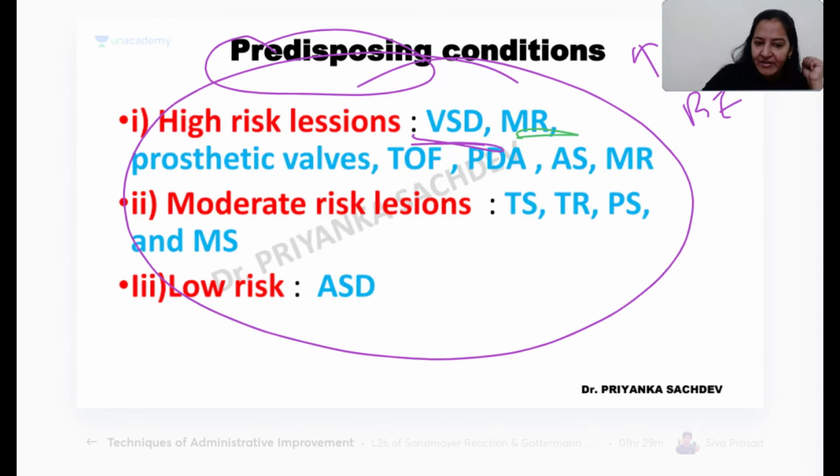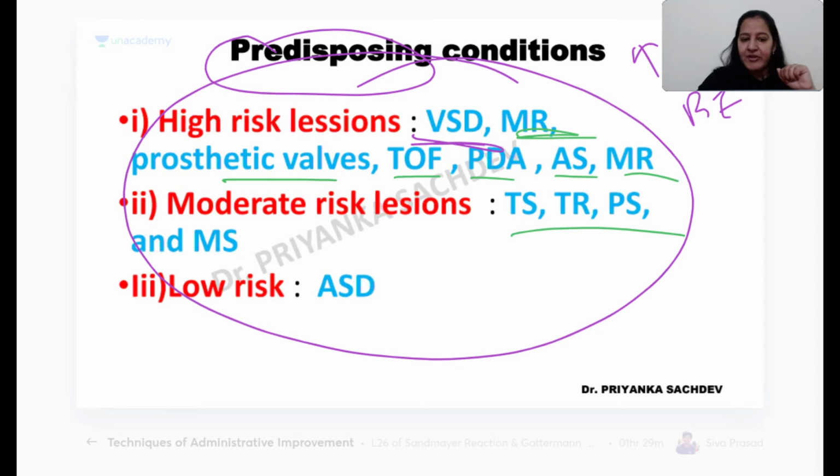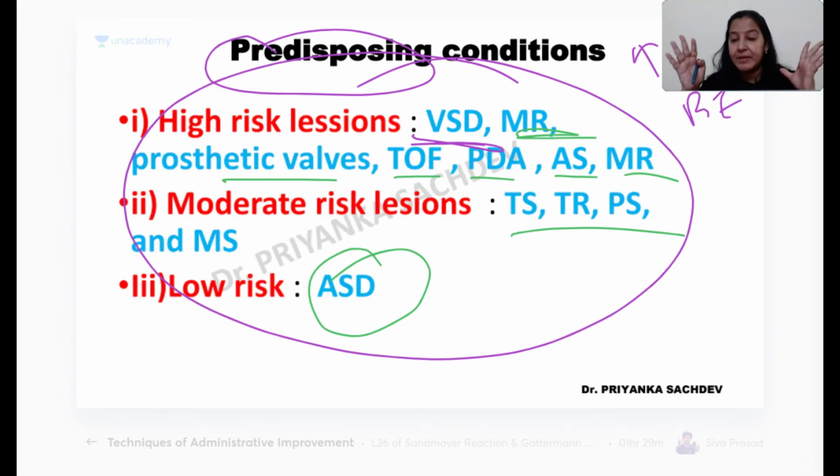So VSD, mitral regurgitation, prosthetic valves, TOF, PDA, aortic stenosis, mitral regurgitations. These are high risk lesions. There are some moderate, low risk. Don't learn the moderate, learn high and low. But you will moderate. So for MCQ purpose, you have to learn. If any person is having any of these diseases, he is having that risk of having bacterial endocarditis as compared to normal population.